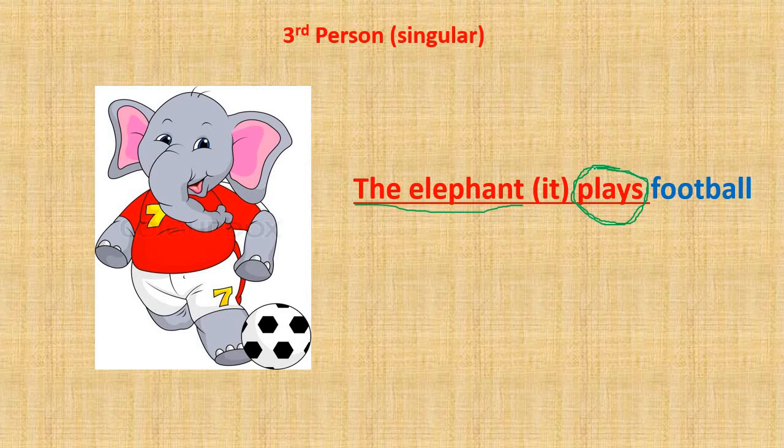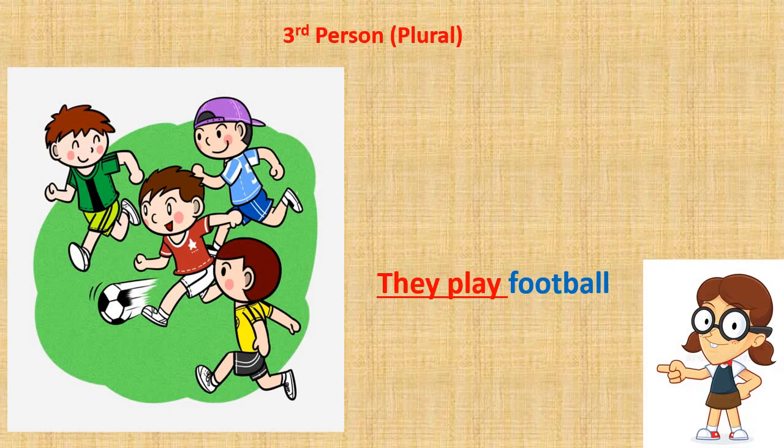Okay everyone, I hope you all have done writing the examples. Now go to the next slide, that is third person plural number. We know that third person plural number is they, and we can see that it takes the main form of the action verb.